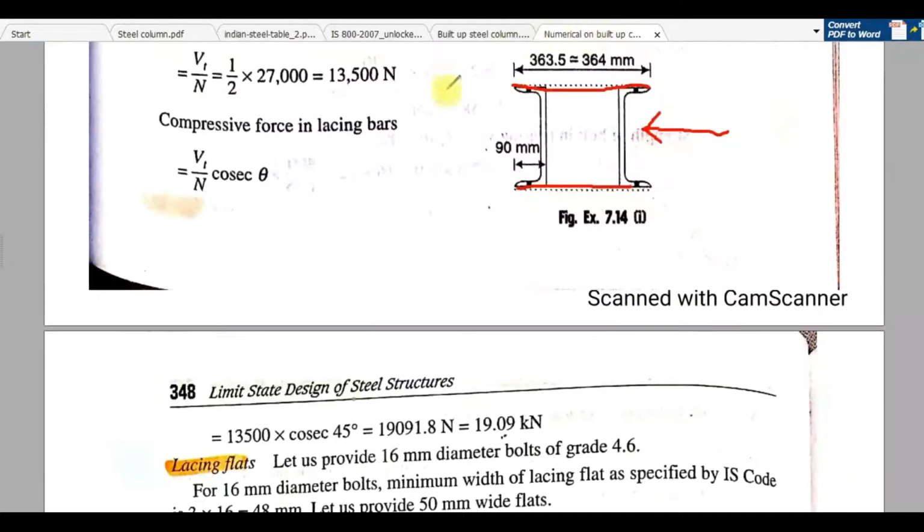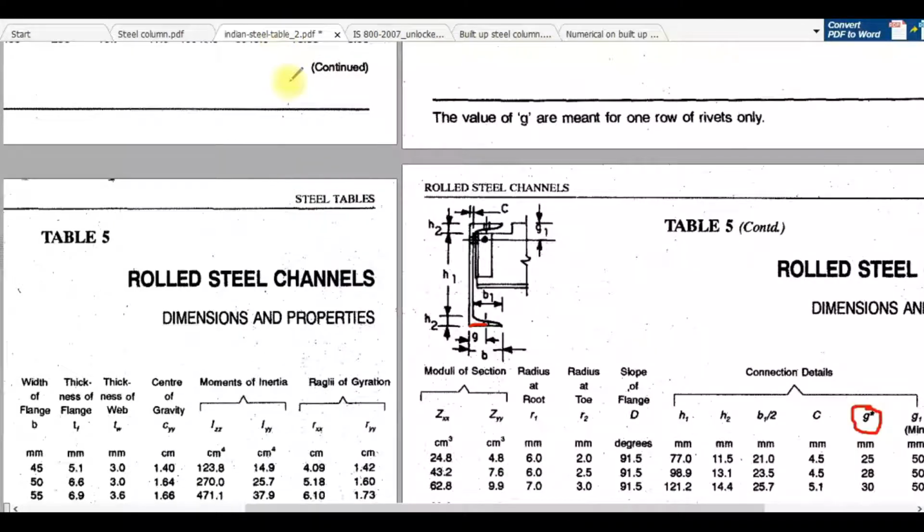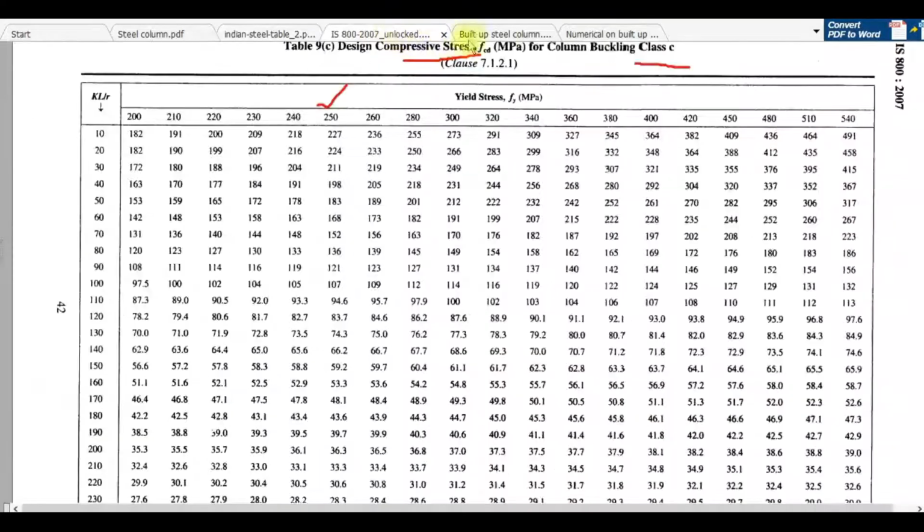So I hope you have understood, and I recommend you to rewind this video lecture, because if you don't understand this theoretical concept, you cannot find the solution for the numerical. So thank you very much.